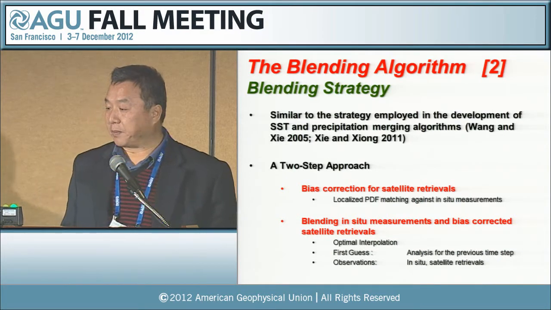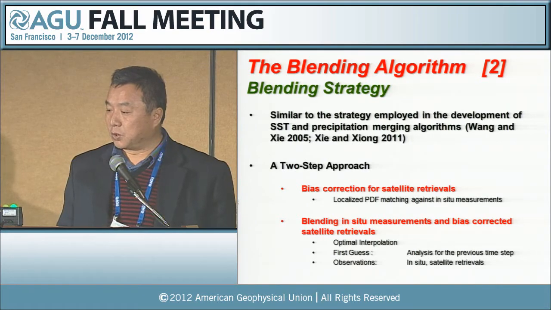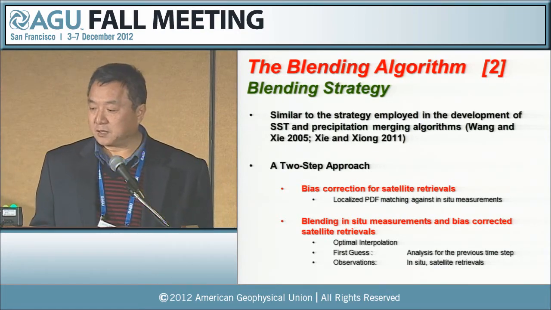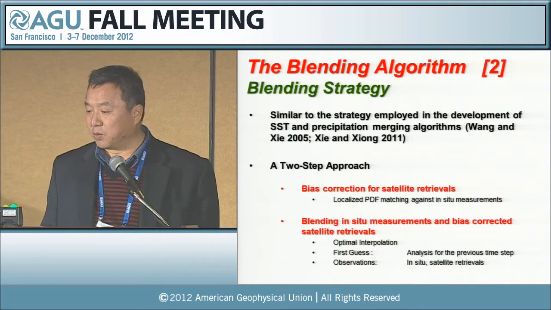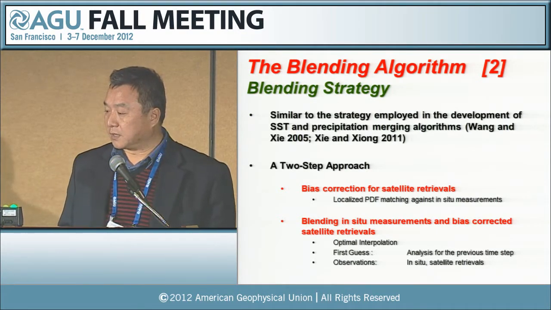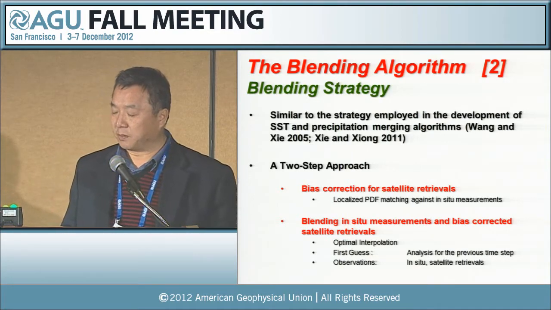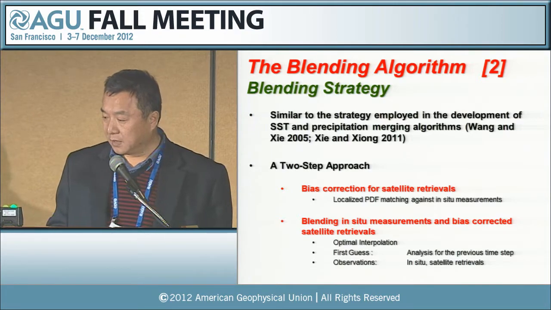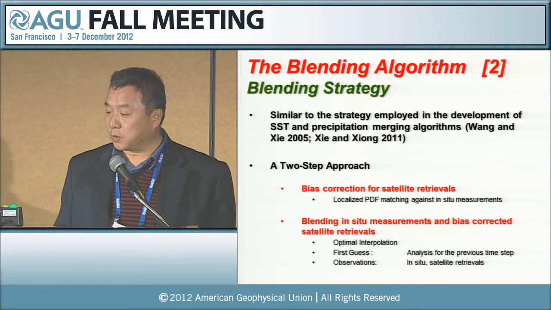The basic blending strategy is very similar to the objective analysis we have developed for SST and for precipitation. Basically, it is a two-step approach. First, we try to remove the bias in the satellite retrievals of sea surface salinity. Several previous presenters have already mentioned the existence of those biases and their potential impacts on their work, and as the first part of this work, we try to remove that.